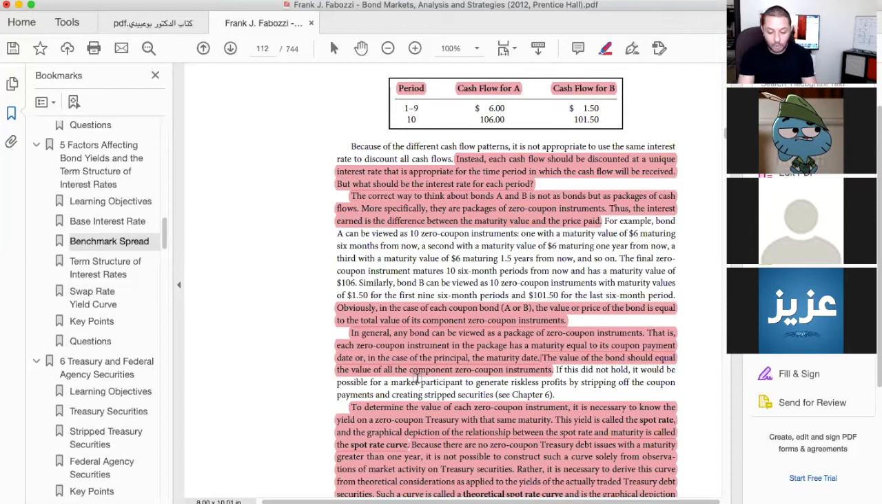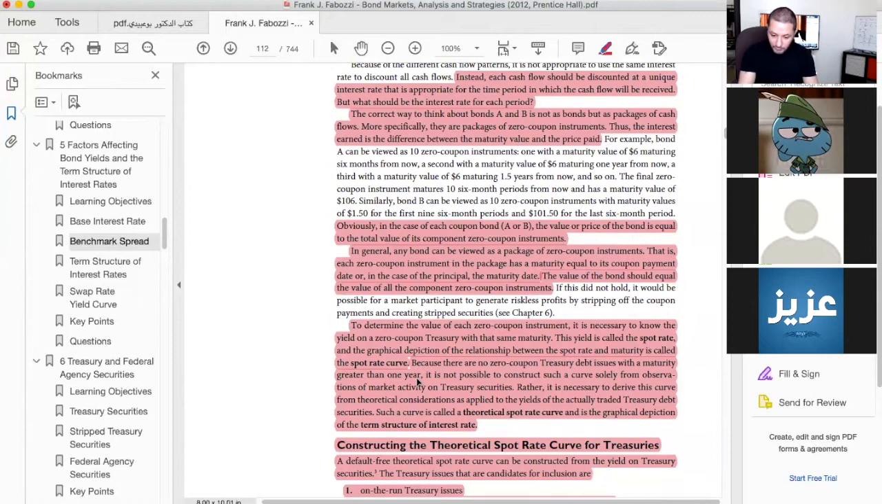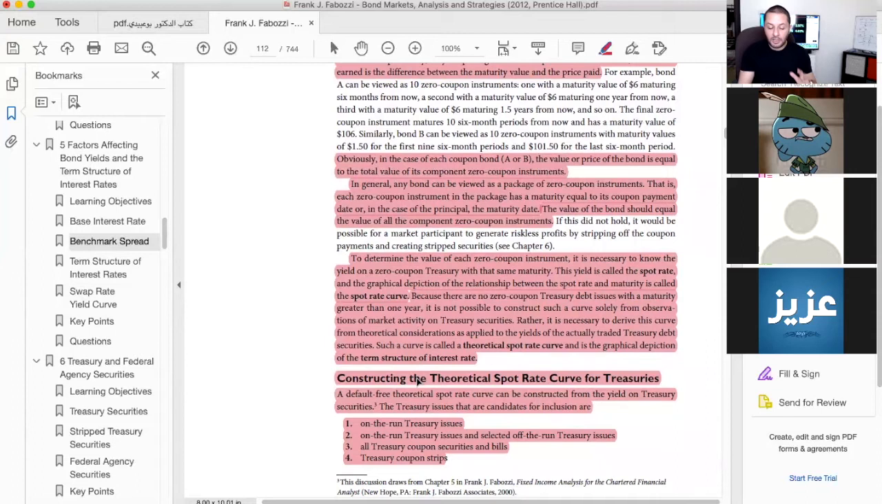So in general, any bond can be viewed as a package of zero coupon instruments, that is, each zero coupon instrument in the package has a maturity equal to its coupon payment date, or in the case of the principal, the maturity date. So the value of the bond should equal the value of all the component zero coupon instruments. Now, to determine the value of each zero coupon instrument, it is necessary to know the yield on a zero coupon treasury with that same maturity. This yield is called the spot rate.